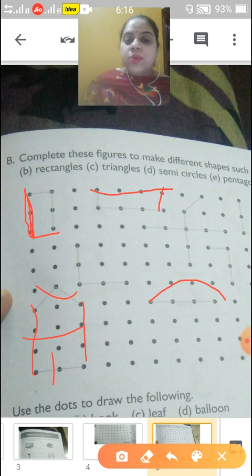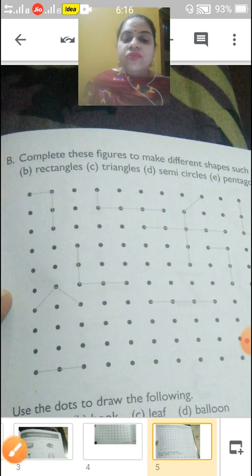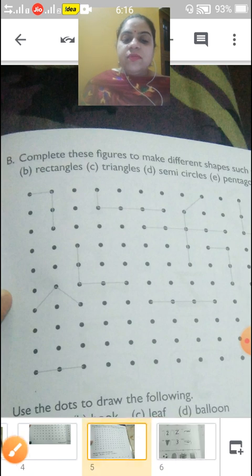Now you can draw a triangle. You can draw a triangle here. Okay. Now children, you will draw different shapes here. Understood? Now come to the next question.